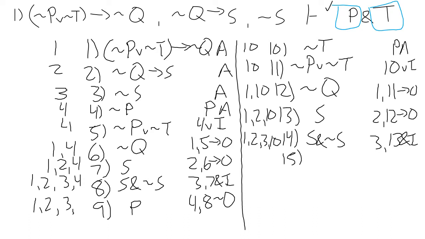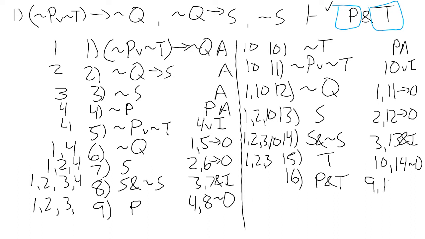So that's going to be 3 and 13, ampersand in, 1, 2, 3, and 10. Now we got a contradiction, depends upon our PA and 10, so we can tilde out 10, 15, tilde out, 2, 3, 10. The 10 will drop out because of the tilde out. And then we just got to put them together. So that's going to be P and T, from 9 and 15, and in.